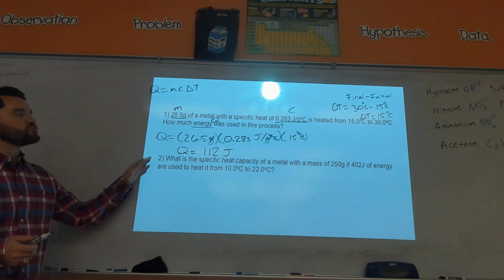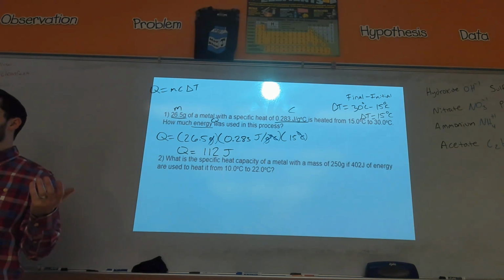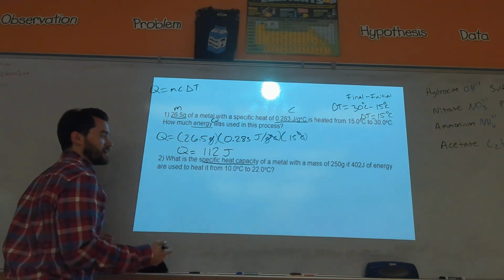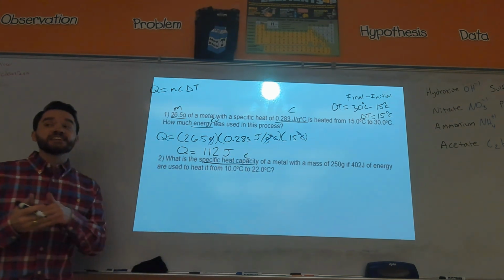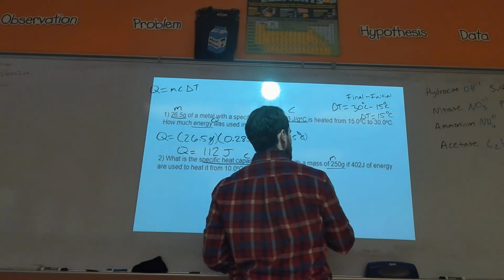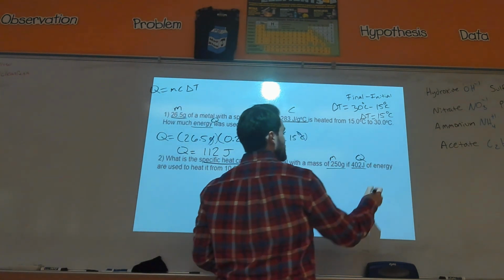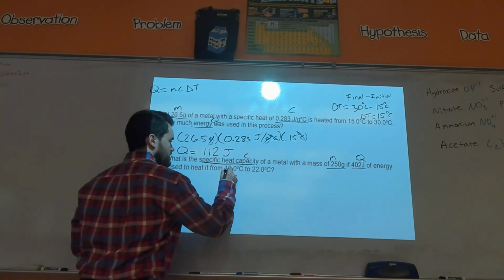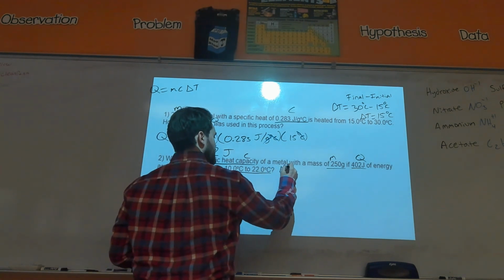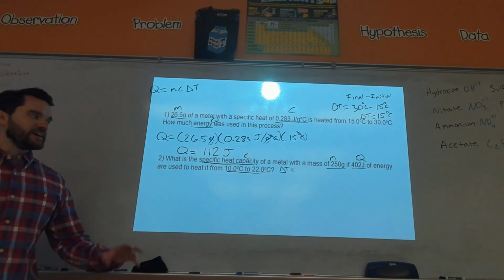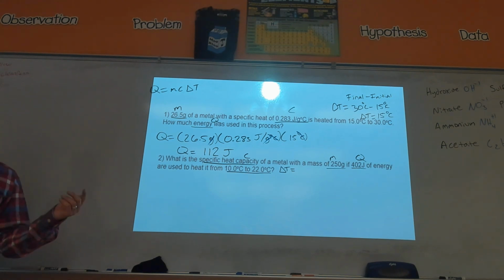Now, they can change which variable they give you or don't give you. If you look at the second one, now they're asking, what is the specific heat capacity? That's our C, so C is the unknown here. They're telling us the mass, M, is 250, and our Q is 402 joules. Then we've got to calculate our delta T. What's my final temperature? Delta T is 12. That will be correct, but how would you get there?